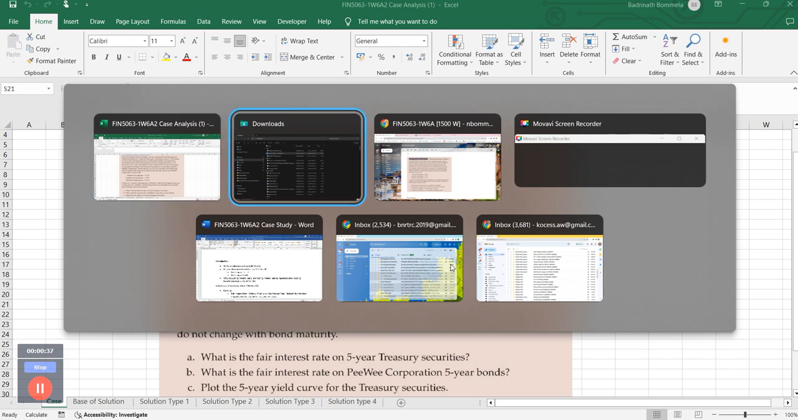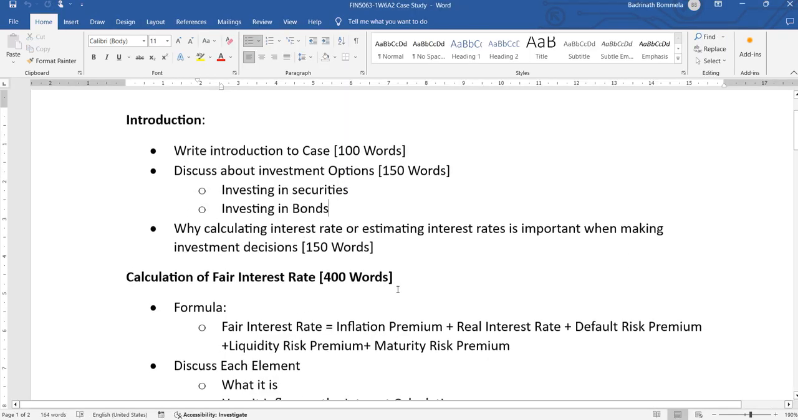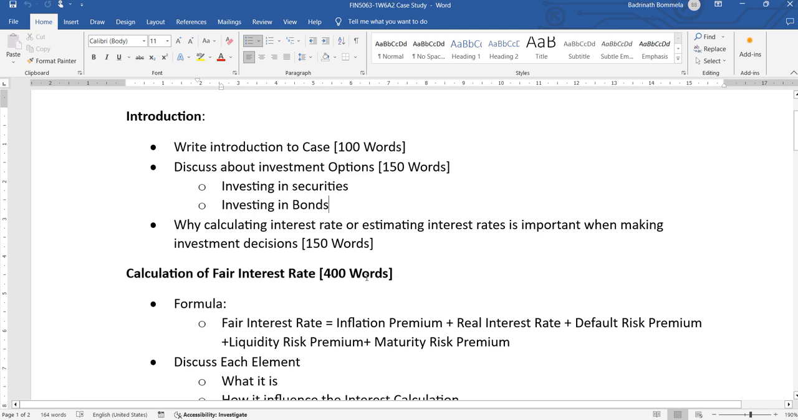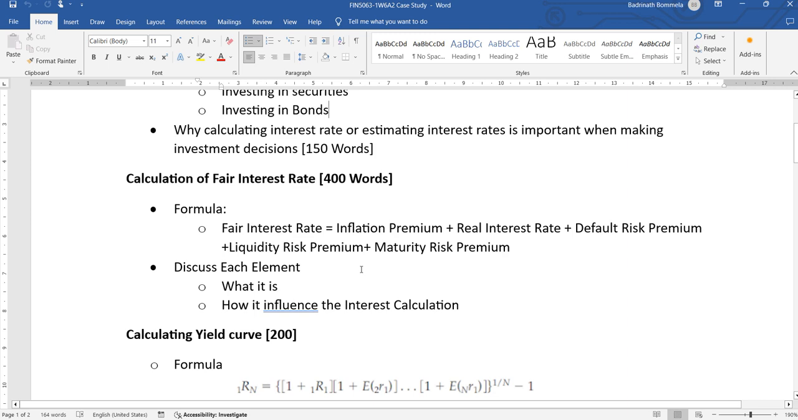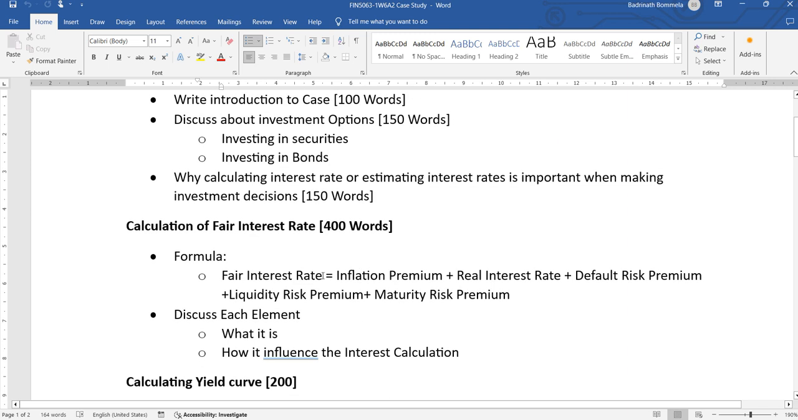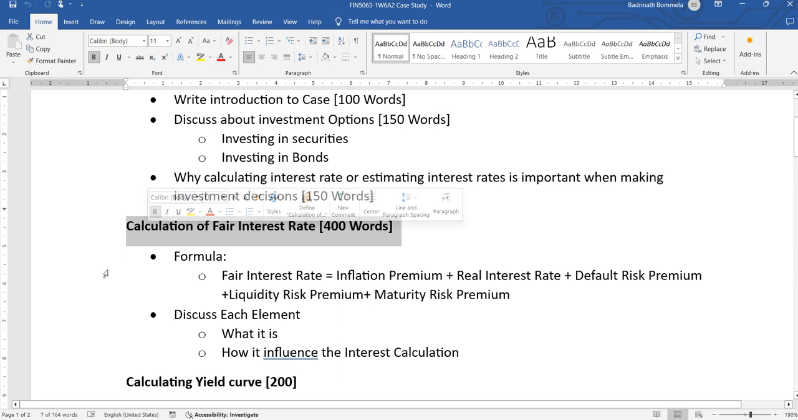So I created a proper document structure which should be followed to complete the task. This is the report structure that I have created. As a part of the calculations, we will be calculating two different things: a fair interest rate related to treasury securities, and a fair interest rate related to bonds.